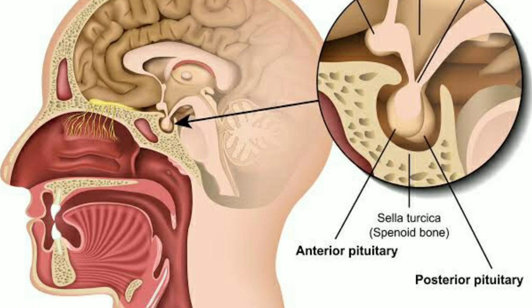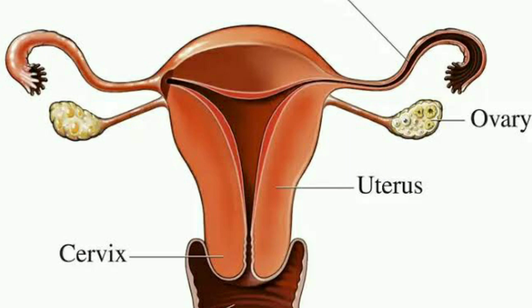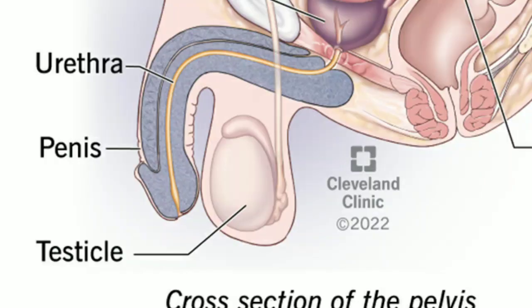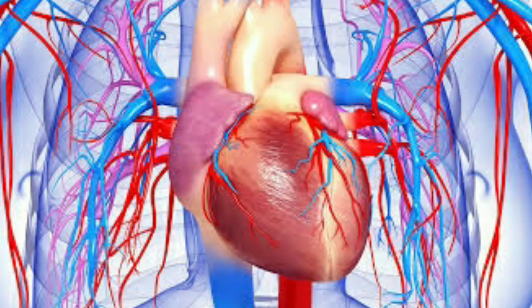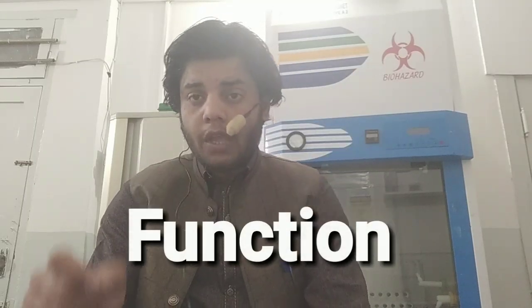A smaller amount is also secreted from the ovaries. In male, it is produced from the testes. During pregnancy, it is produced from the placenta, as well as from the heart. But when the hormone is released from these organs, it is produced in a very small amount. Now this is the short introduction related to the oxytocin hormone. Now let's see what the main functions of this hormone are.